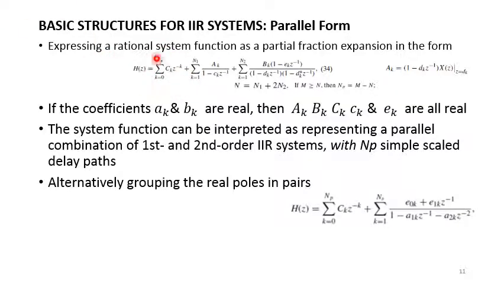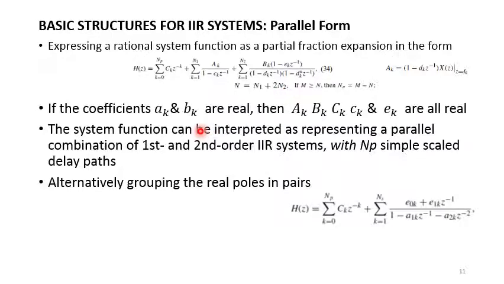The first term exists only when we have more zeros than poles, that is, when M is greater than N. If this is not the case, then the first term is eliminated, and we are left with these two. So we have a summation k running from 1 up to N1. The second term has second order complex conjugate pole factors, so N will be equal to N1 plus 2 times N2.